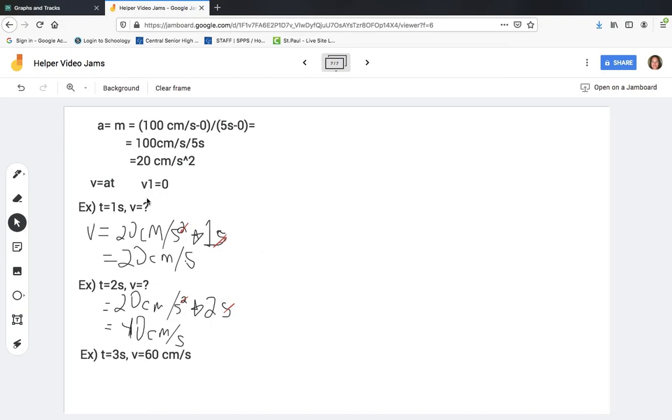Like we said, we knew the velocity was increasing. Now we don't even need the graph. We can just do the math. But what about displacement? So we have a formula for displacement. S equals 1/2 AT squared. And if you're interested in how this comes about, you can let me know. I'll make a video about that.